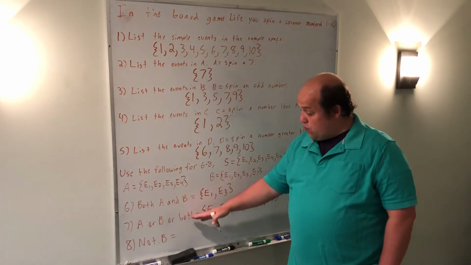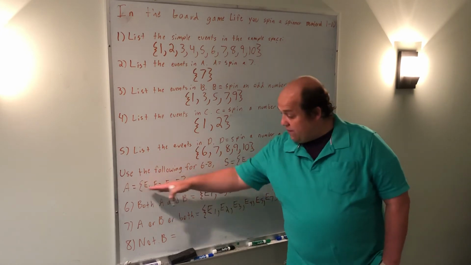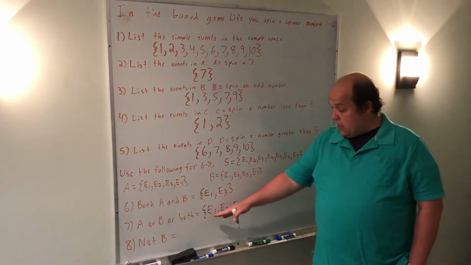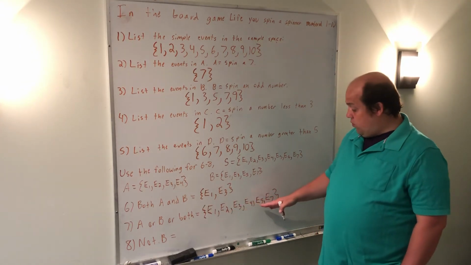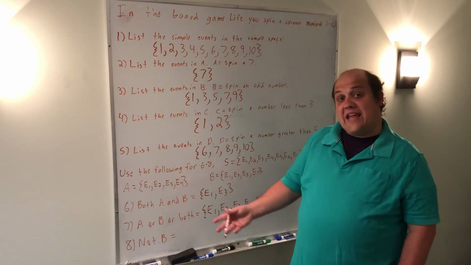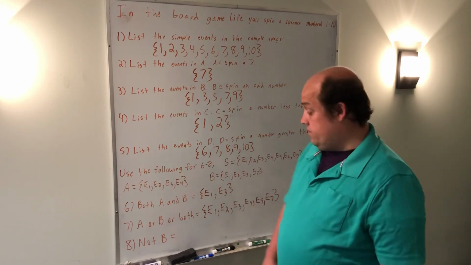When we do A or B or both, we include everything here and everything here except with the overlap. So we end up with E1, E2, E3, E4, E5, and E7 when we have A or B or both. Another way of saying that is A union B.